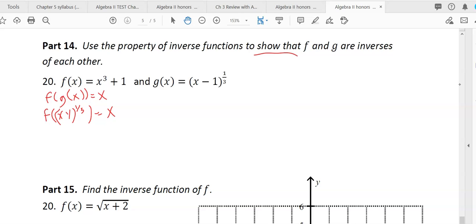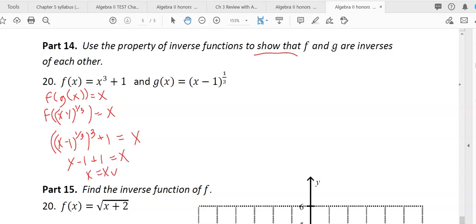Okay, so we're going to plug that into the f function everywhere there's an x. So instead of x cubed plus 1, it's going to be x minus 1 to the power of 1/3, cubed. Now when you have the power 1/3 to the third power, that's actually to the first power. So now I have x minus 1 plus 1 equals x, which of course touches x equals x.